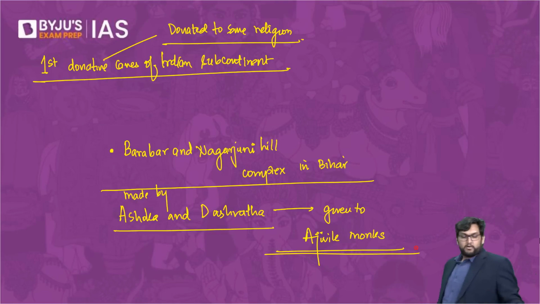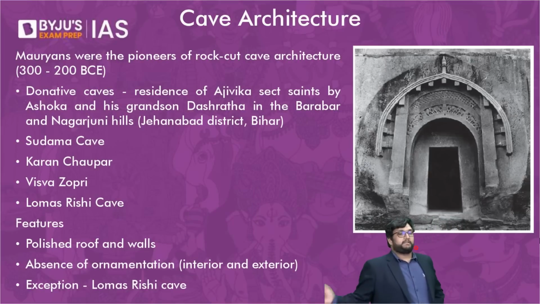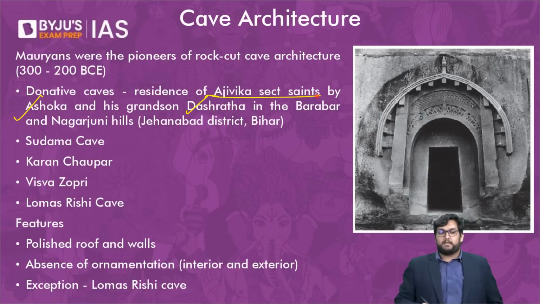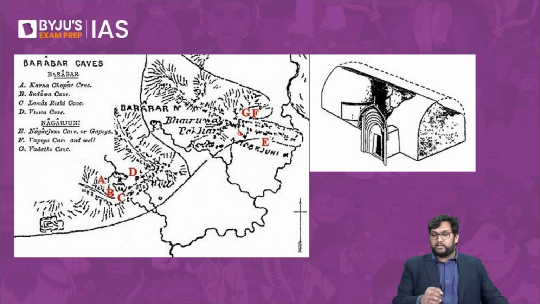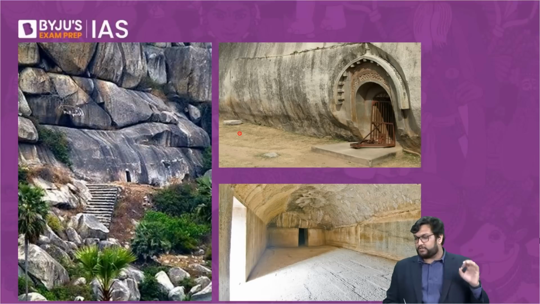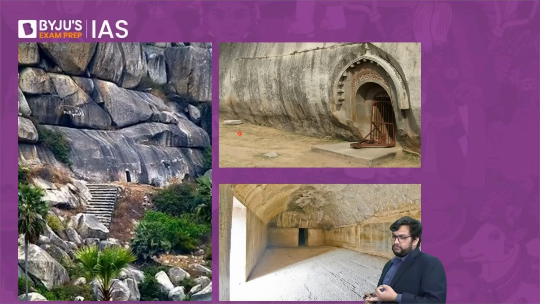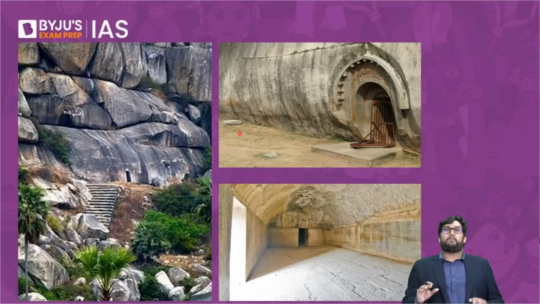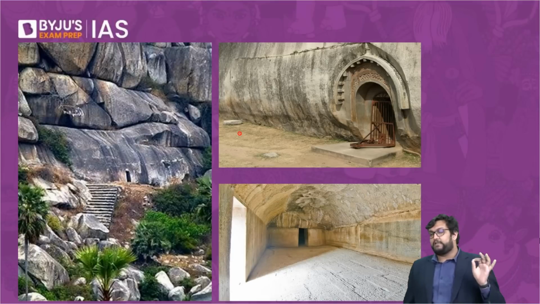Rather, the first complex itself is actually Ajivik, where Ashoka and his grandson gave caves to the Ajiviks, in the Barabar and Nagarjuni hill complex. The two hills together, and there were multiple caves made inside it. Now, the first thing you should be clear about is that these are not naturally occurring caves. So, the level of commitment, the level of effort, without any power tools, with no modern technology, with simple, straightforward chisel and hammer, they were able to create these caves inside hills.